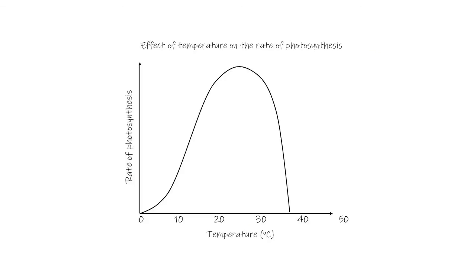Here, we see a graph of the effects of temperature on the rates of photosynthesis. When temperature increases from 0 degrees to 30 degrees, the rate of photosynthesis increases. However, further increase in temperature from 30 degrees onwards causes a rapid decline, and eventually it will completely stop, even if there is further increase in temperature.